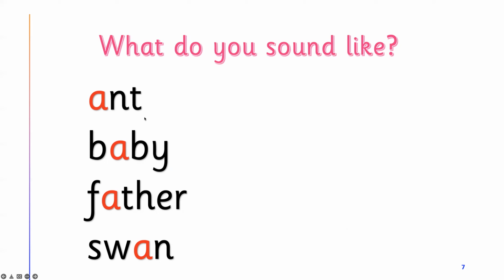Ant. And when we first start teaching early readers about the GPCs, the grapheme and phoneme correspondences, the letter A making the phoneme A is the first one we teach because it's so common and is in most of the simpler words. Then we introduce, as we progress through our systematic program, the letter A, the grapheme, can also represent the phoneme A in words like baby. It can represent the phoneme R in words like father, and it can represent the phoneme O in words like swan.